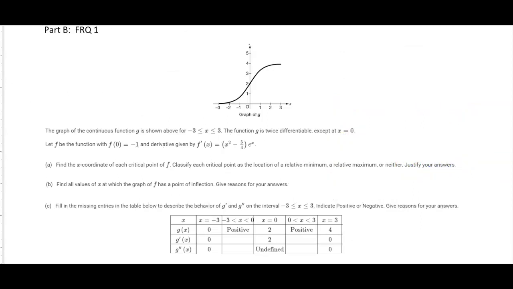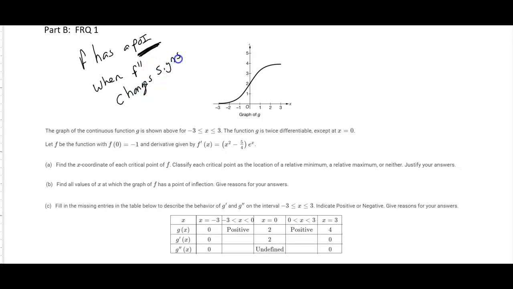All right, let's go ahead and move on to part B. Find all the values of x at which the graph of f has a point of inflection, and give reasons for your answer. So f has a POI, a point of inflection. Now I'm just being lazy here, guys. On your actual test, don't write POI, write out point of inflection. But f has a point of inflection when f double prime changes signs.